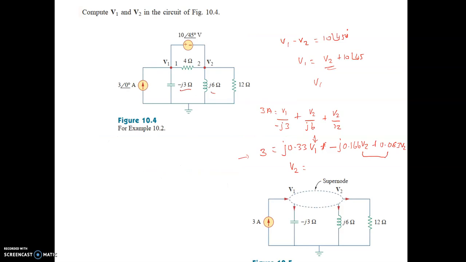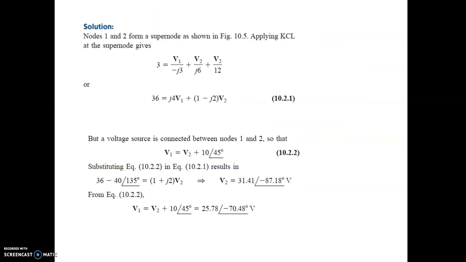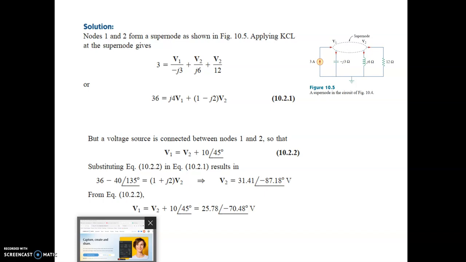The question is to compute V1 and V2. Then you can convert these into the time domain.